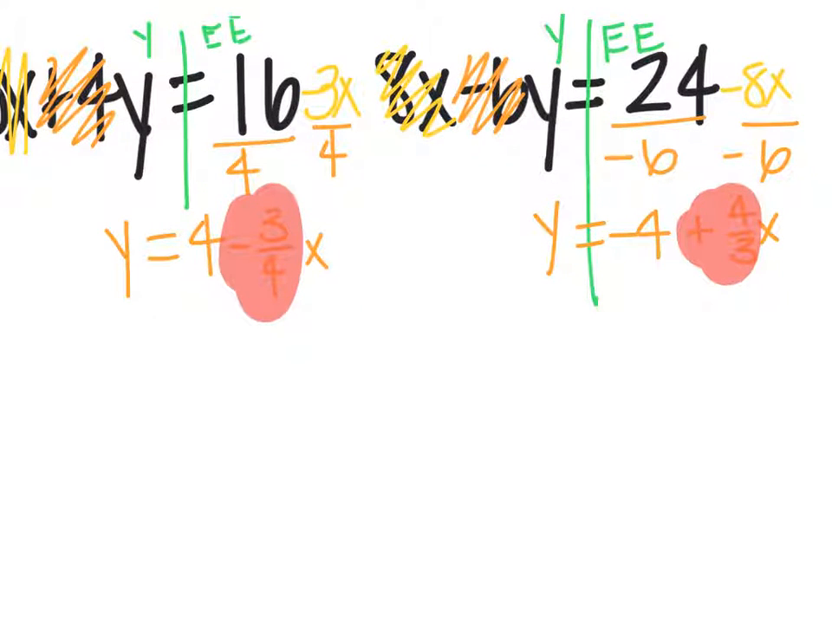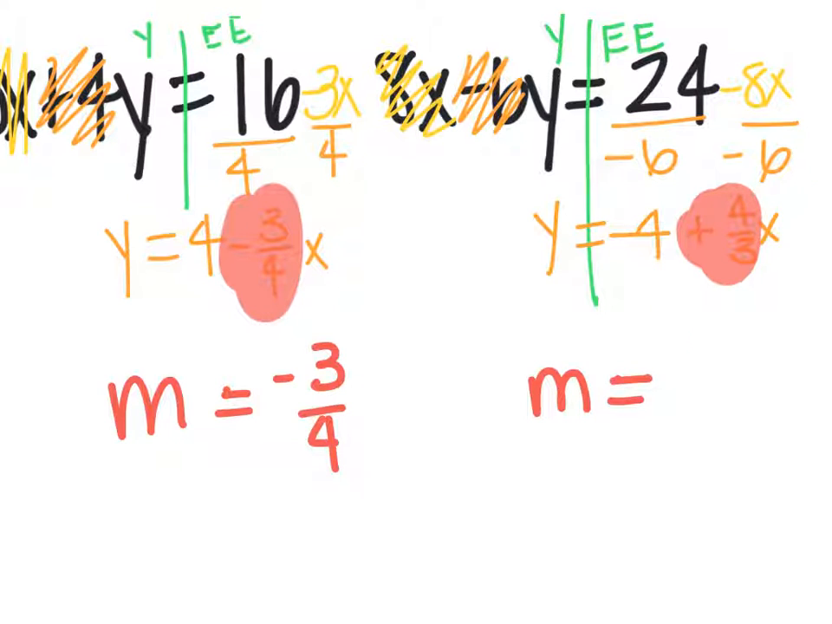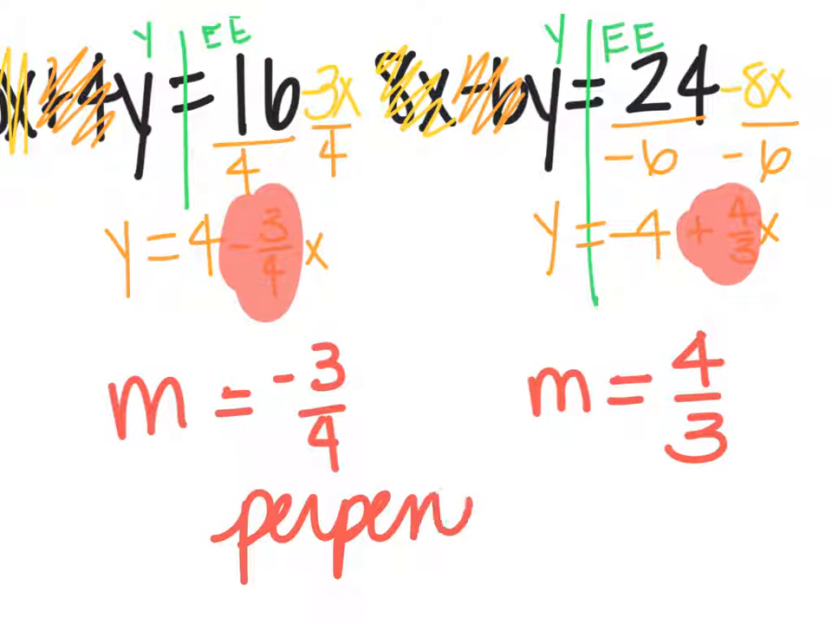So this one on the left has a slope of negative 3 over 4. The one on the right has a slope of positive 4 over 3. Well, if you look at your slopes, you should notice a couple things. This one is 3 over 4, this one is 4 over 3, so it's flipped. This one's negative, this one's positive, so it's switched. That tells us that our lines are perpendicular.